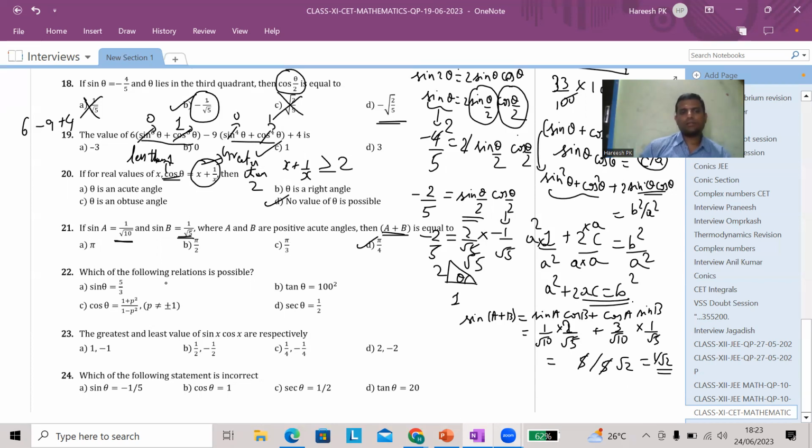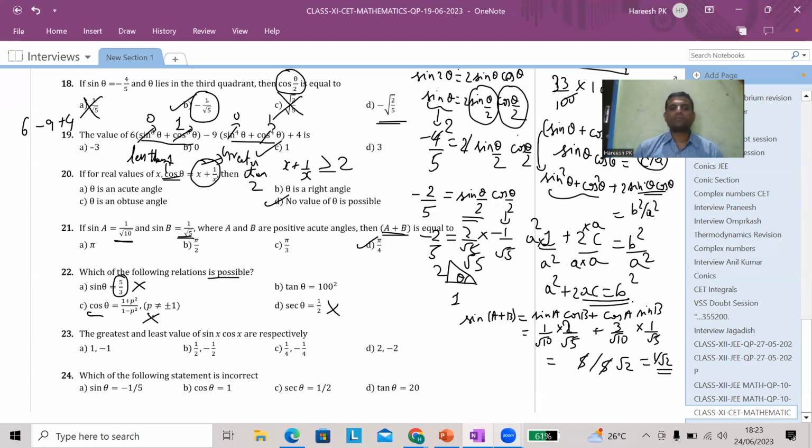Next, which of the following is possible? Sin theta equal to 5 by 3. Can sin theta be greater than 1? No. But 5 by 3 is greater than 1. So this is not possible. Secant theta is equal to half. This is not possible again because cos theta will be less than 1. Secant should be greater than or equal to 1. Right? And cos theta, this is again not the formula.